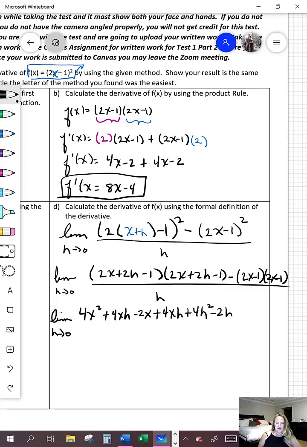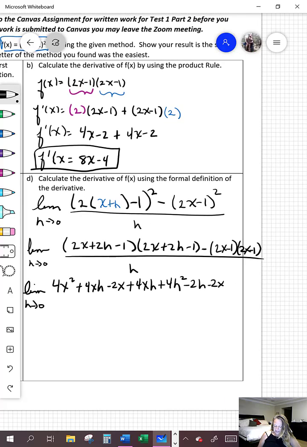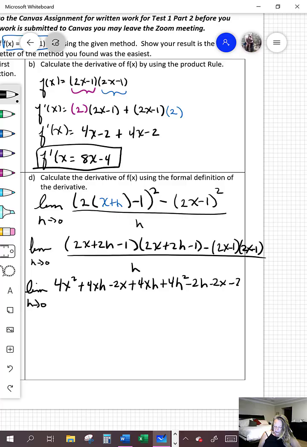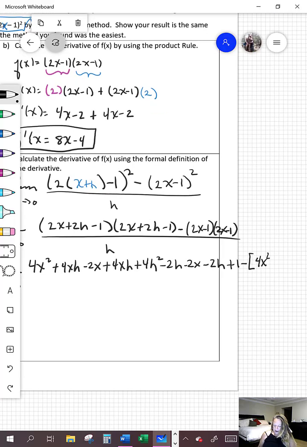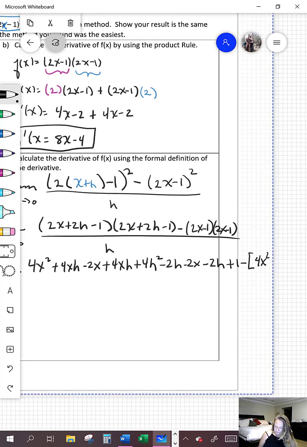Now let's distribute the negative 1 to each term in the second parentheses. So negative 1 times 2x is minus 2x. Negative 1 times 2h is minus 2h. Negative 1 times negative 1 is plus 1, minus this whole quantity. So distributing 2x minus 1 times 2x minus 1, if we distribute and combine like terms, we get 4x squared minus 4x plus 1.